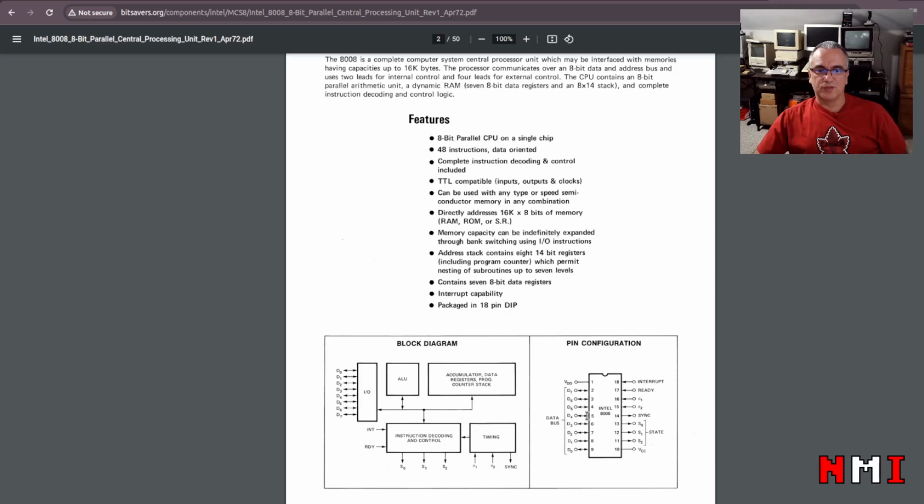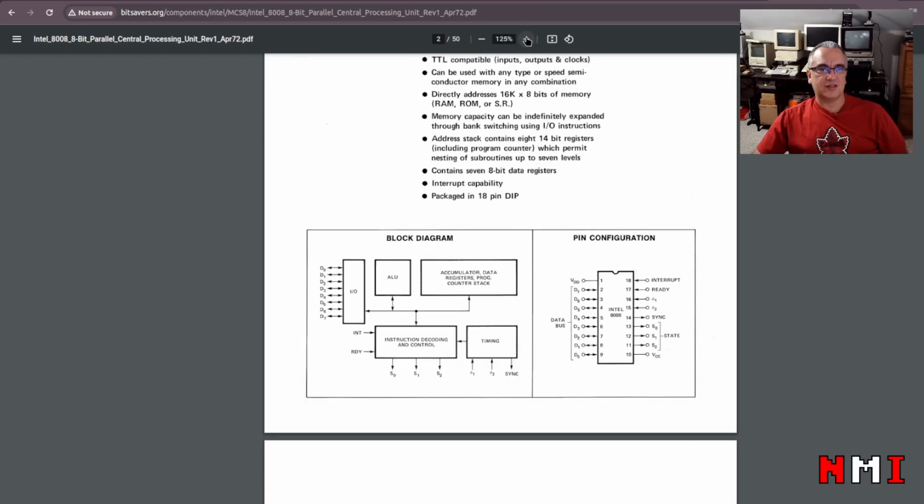So the microprocessor has 18 pins on a dual inline package, 48 instructions. It's an 8-bit parallel CPU on a single chip. It can directly address 16K of memory, right? And they state here that it can be RAM, ROM, or shift registers.